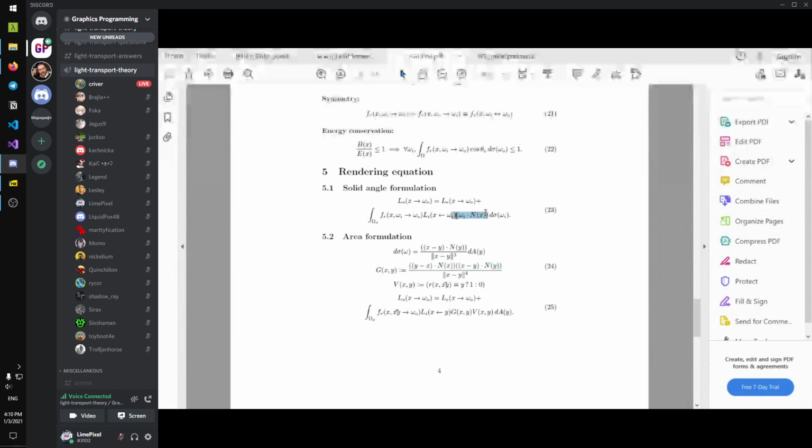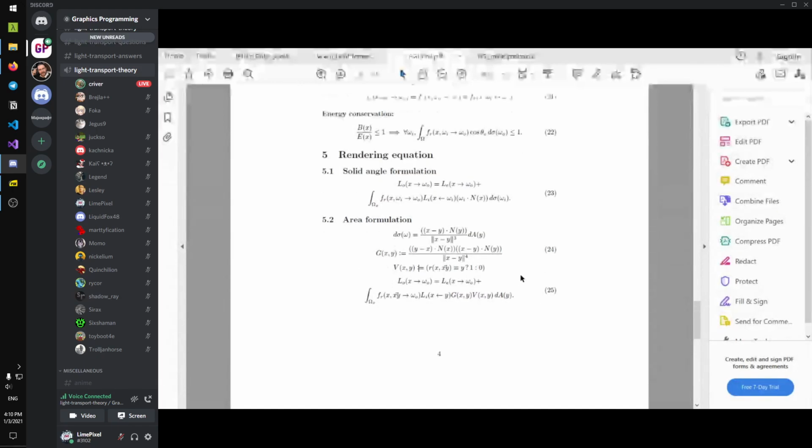And in your implementation, you won't have some omega. You would actually have (y minus x) divided by its length, or it depends. If you're sampling a direction, then you can sample it so it's unit length. Do you have a point y? Because if you have a point y, you have to normalize your vectors to get the proper cosines from the dot product. So that's regarding the area formulation.